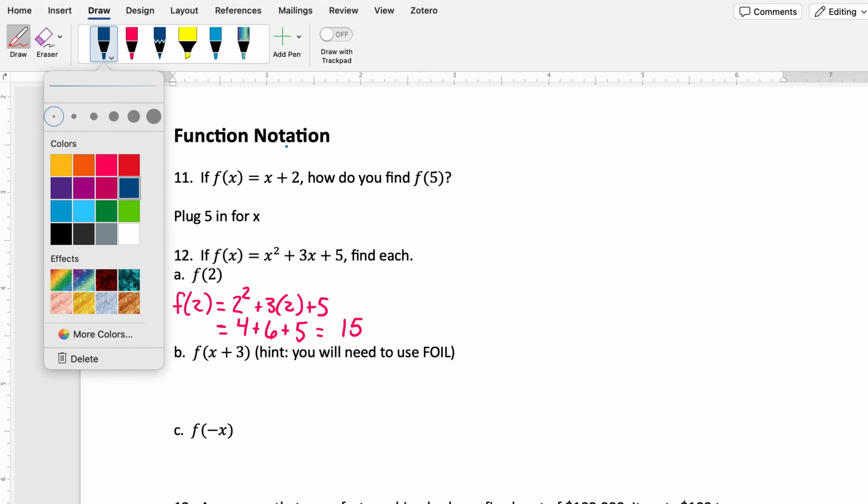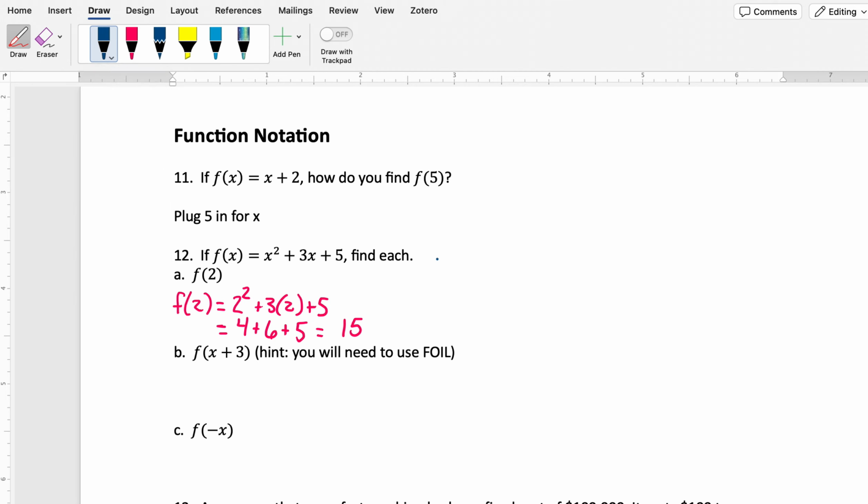So I'm going to write this one over here on the side because it's going to take me a little bit more space. I am replacing each x in my function with x plus 3. And when I do that, I need to plug it in parentheses because, for example, when I have x plus 3 squared, I want the whole thing to be squared, not just the 3. So I'm plugging in x plus 3 for x. That's going to give me 3 times x plus 3. Again, I am writing it in parentheses, and then I have a plus 5.